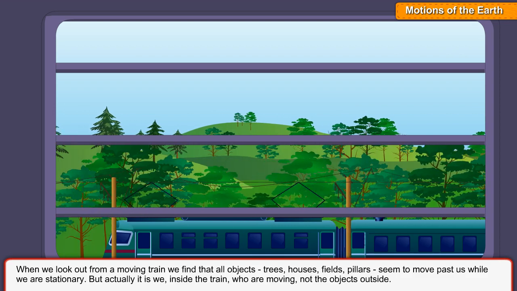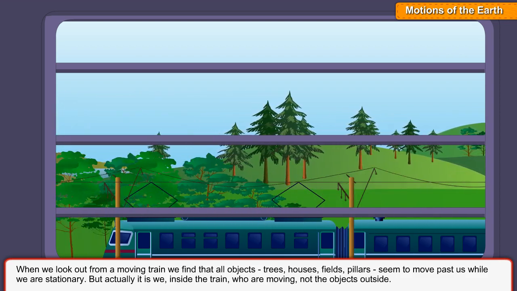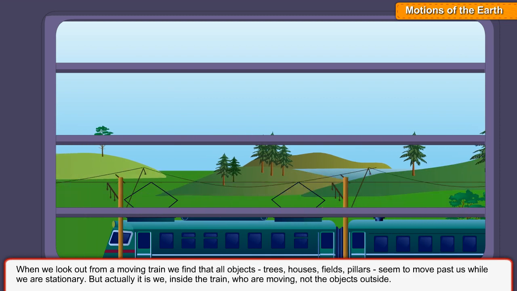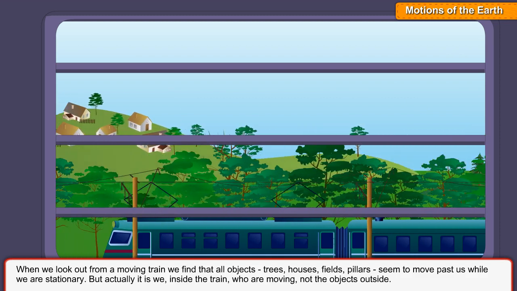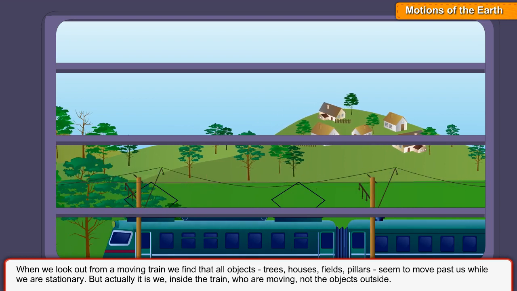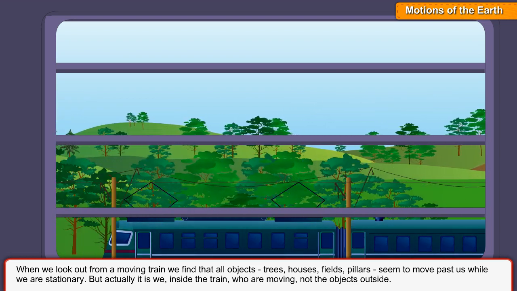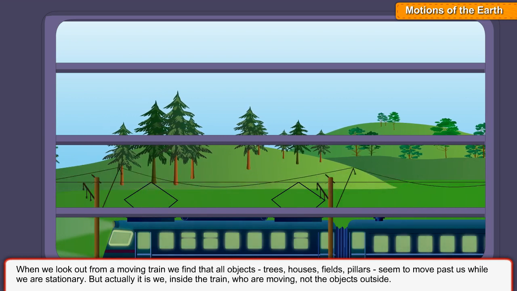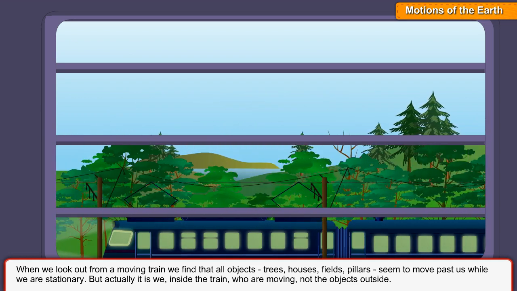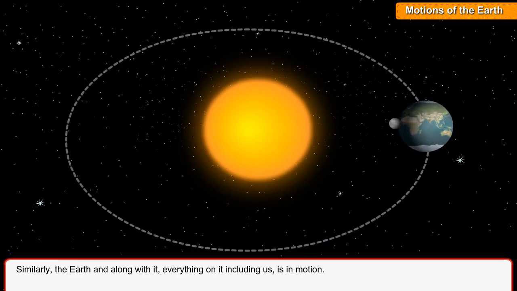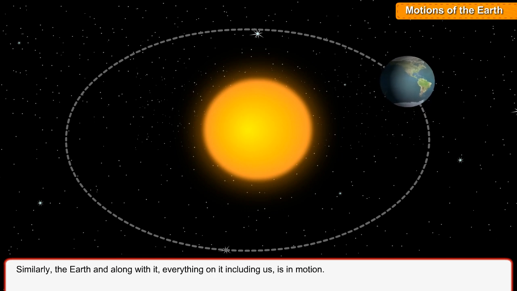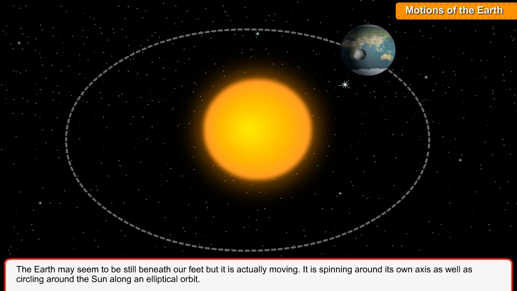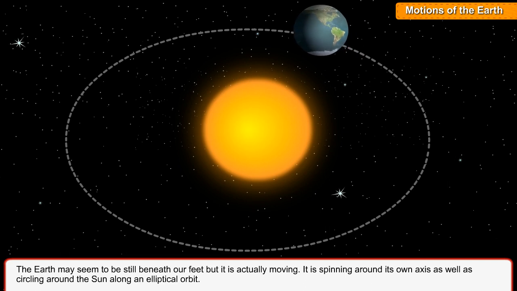When we look out from a moving train, we find that all objects, trees, houses, fields, pillars, seem to move past us while we are stationary. But actually, it is we, inside the train, who are moving, not the objects outside. Similarly, the Earth, and along with it, everything on it, including us, is in motion. The Earth may seem to be still beneath our feet, but it is actually moving.